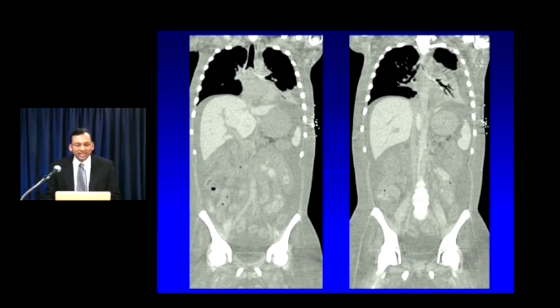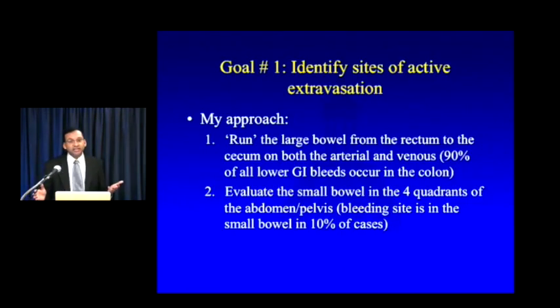Notice how there's high density blood products throughout much of the small bowel. This patient has multifocal bleeding, not just a single site, but bleeding from multiple sites in the small bowel. Now, how do I approach these cases?